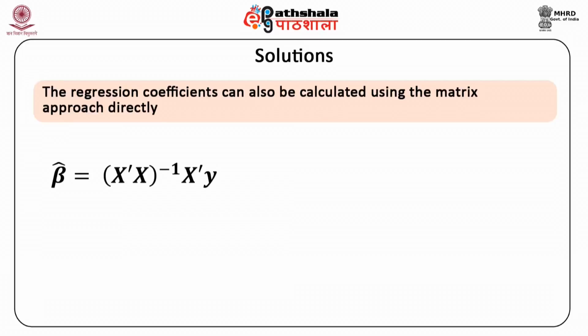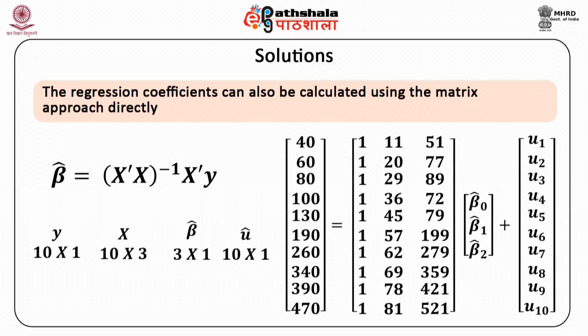From these normal equations, we find that the regression coefficients can also be calculated using the matrix approach directly, where we know that beta hat is equal to (X prime X) inverse X prime y. So you have these vectors and matrices. On the left hand side, we have the y vector of order 10 by 1. Then we have the X matrix of order 10 by 3. Then we have the beta hat vector of 3 by 1, which is beta 0 hat, beta 1 hat, and beta 2 hat. And we have the u hat vector of order 10 by 1, which contains the values from u1 to u10.